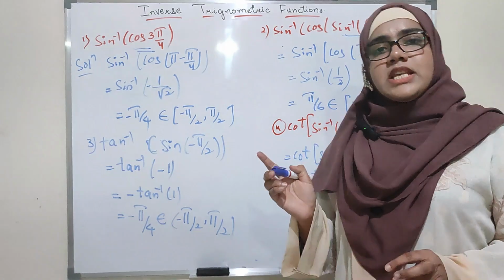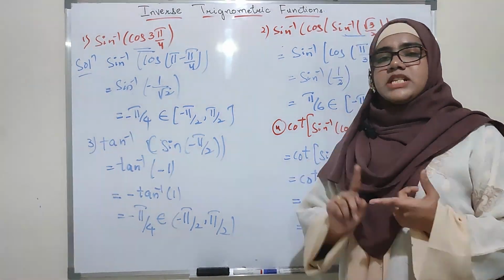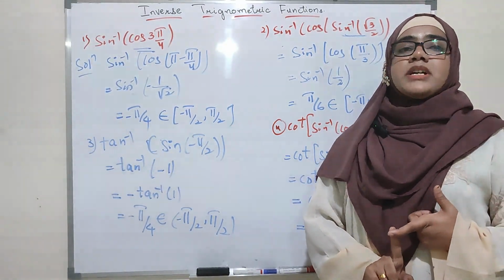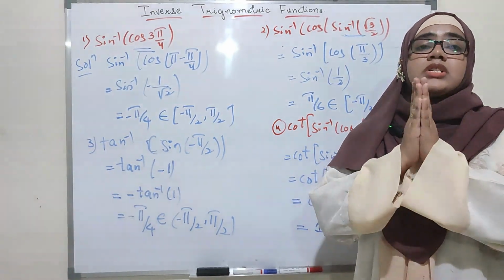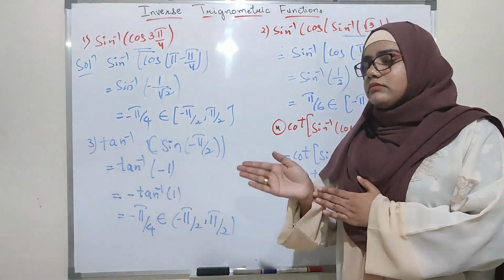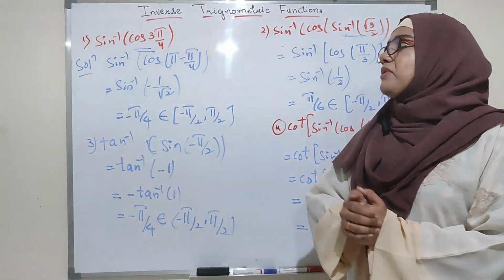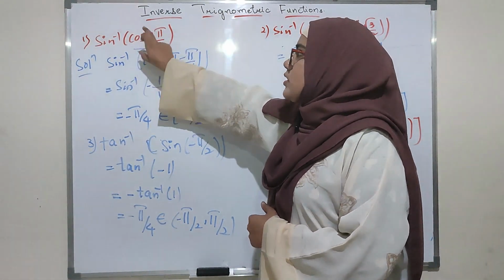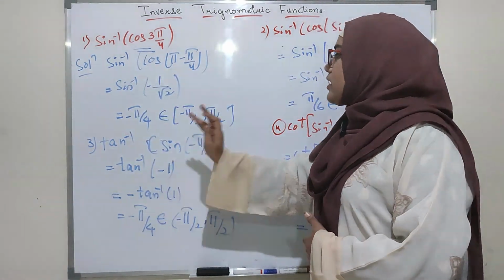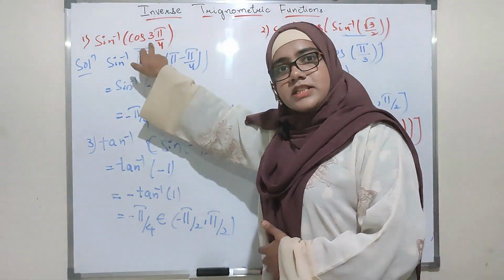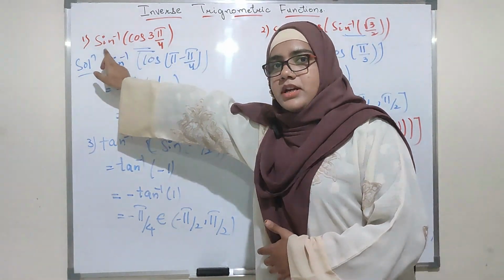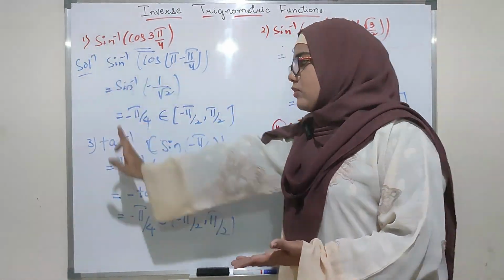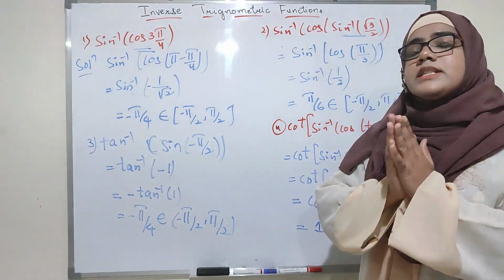So here in this class I have explained how to find the principal value branch of inverse trigonometric functions and the domain of the inverse trigonometric function, and how to solve such types of examples. First we have to solve the values in the inner bracket, then go for the outer bracket. If you know the table values, then it is very easy for you.